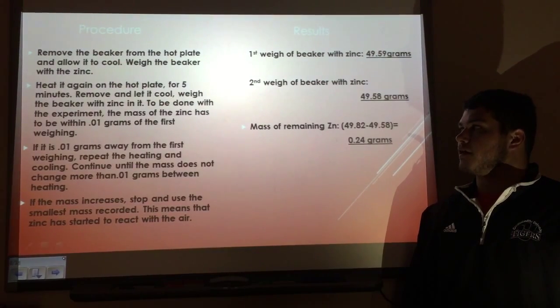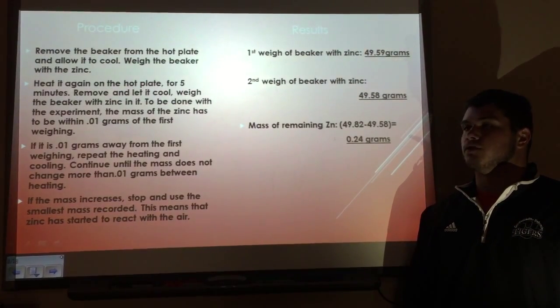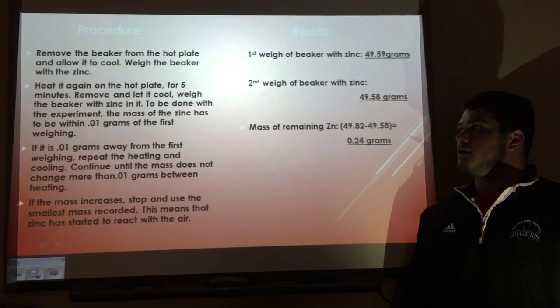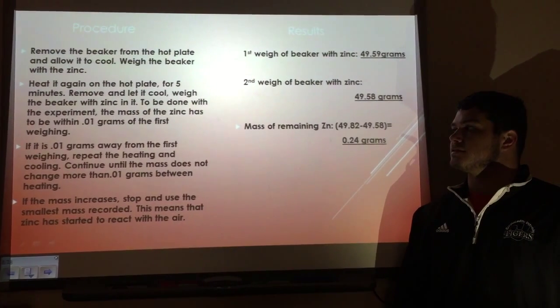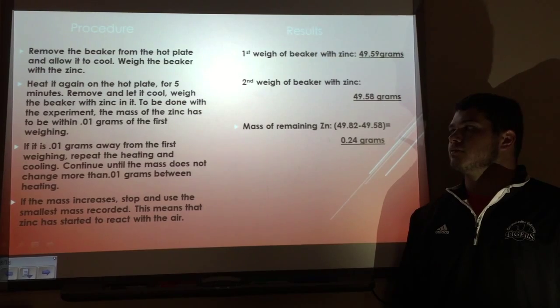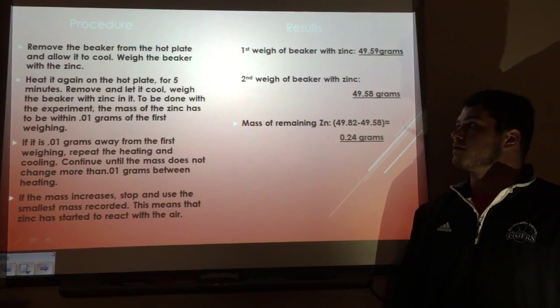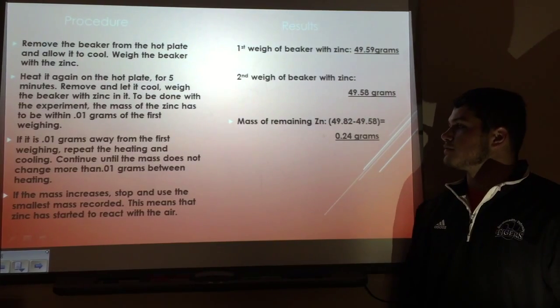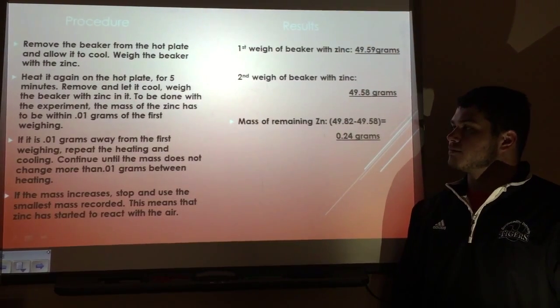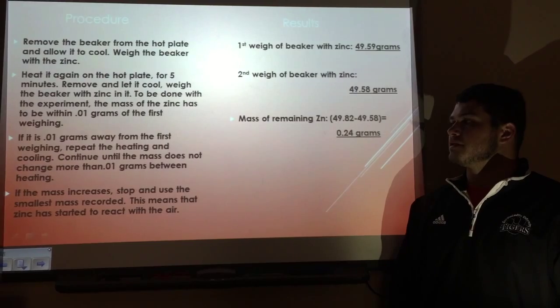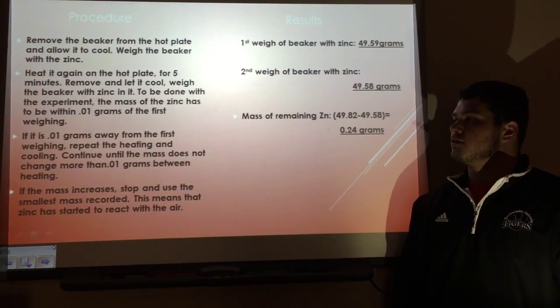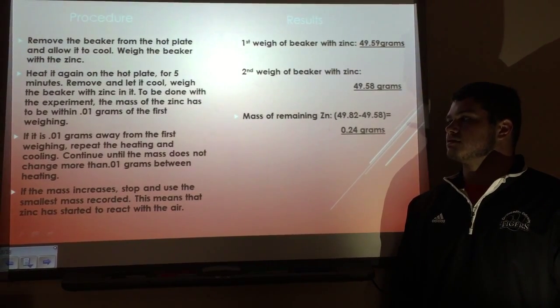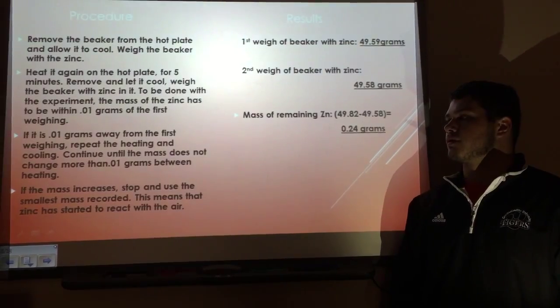We heat it again on the hot plate for another 5 minutes. Remove it and let it cool down. Weigh the beaker with the zinc in it. To be done with this experiment, the mass of the zinc has to be within 0.01 grams of the first weight. For our second weight, we got 49.58 grams. If it is more than 0.01 grams away from the first weighing, repeat the heating and cooling and continue until the mass does not change more than 0.01 grams between heatings.